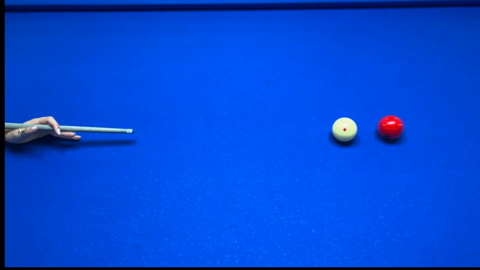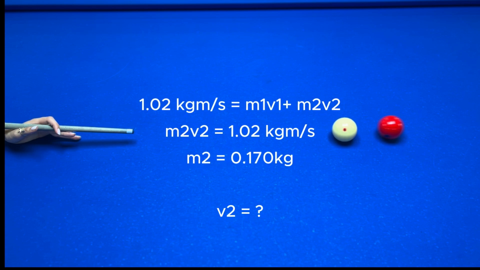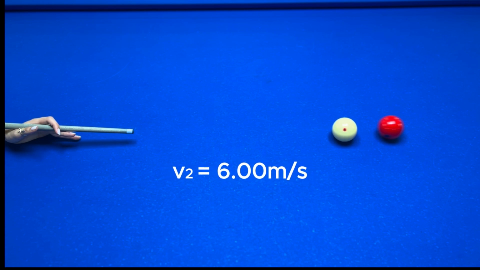P initial is equal to P final. This is because the balls have the same mass. The speed of the still ball becomes 6 meters per second.